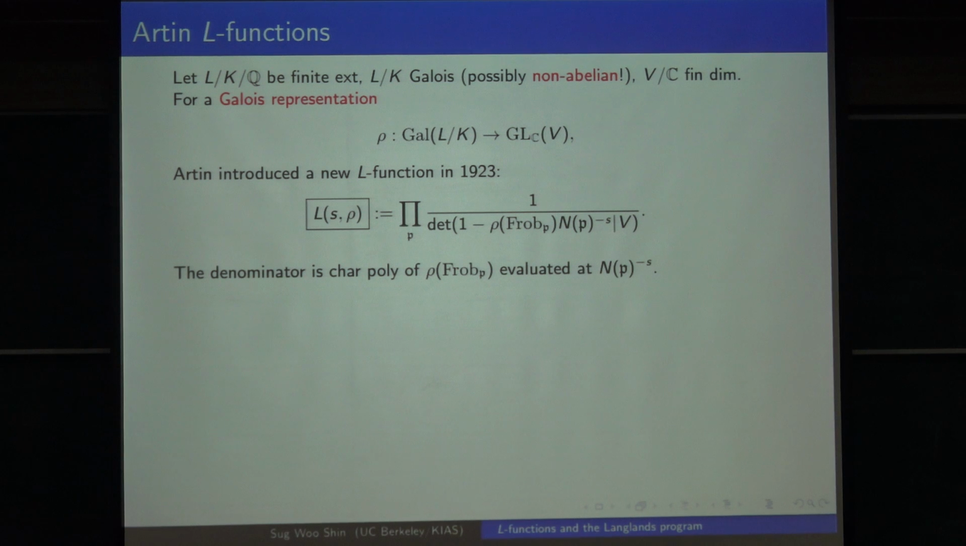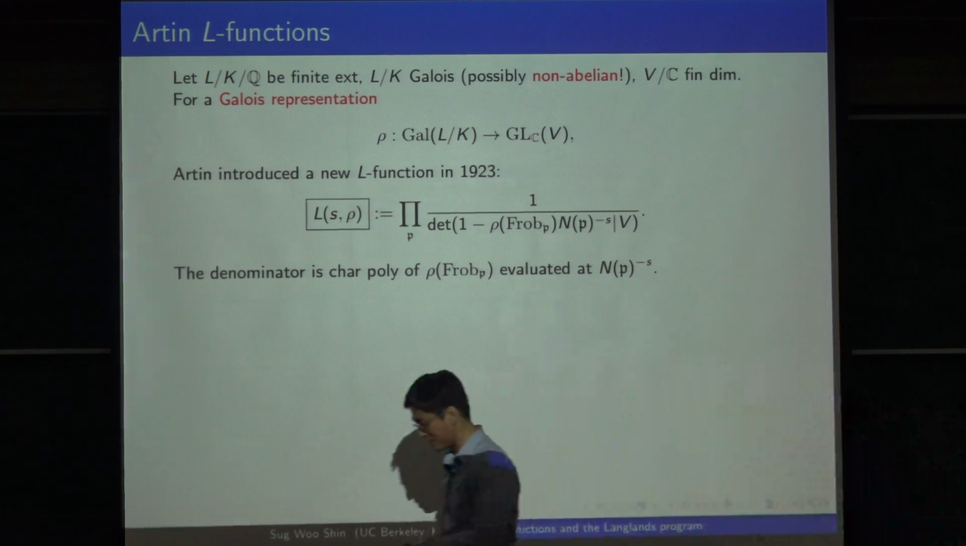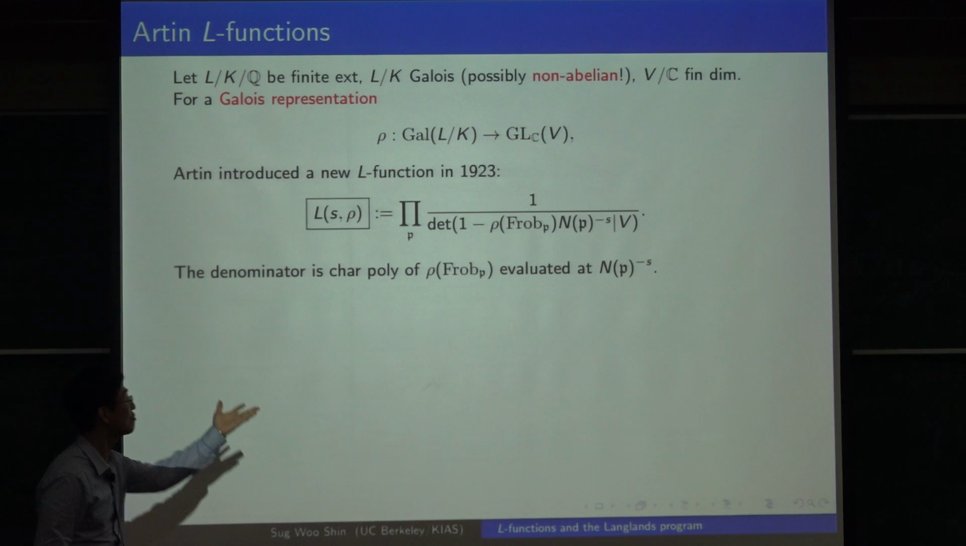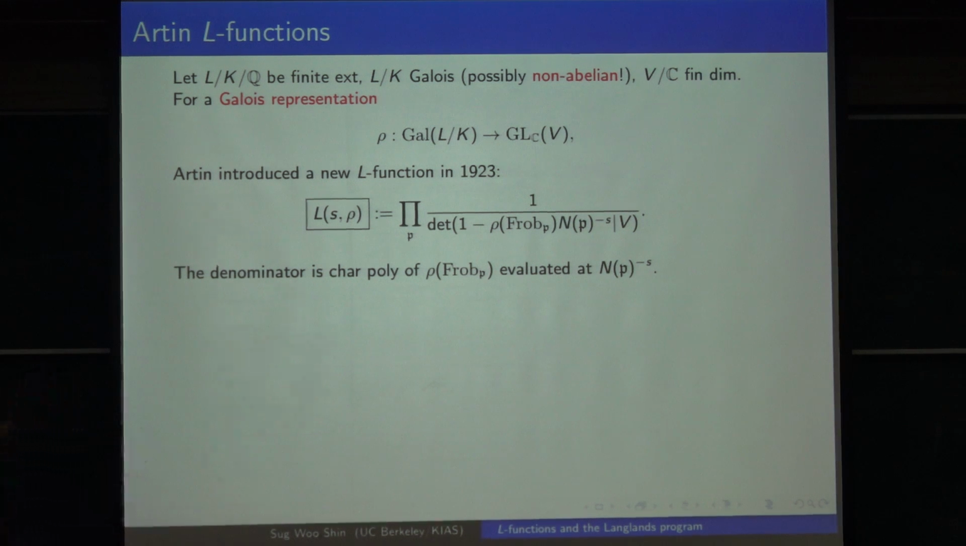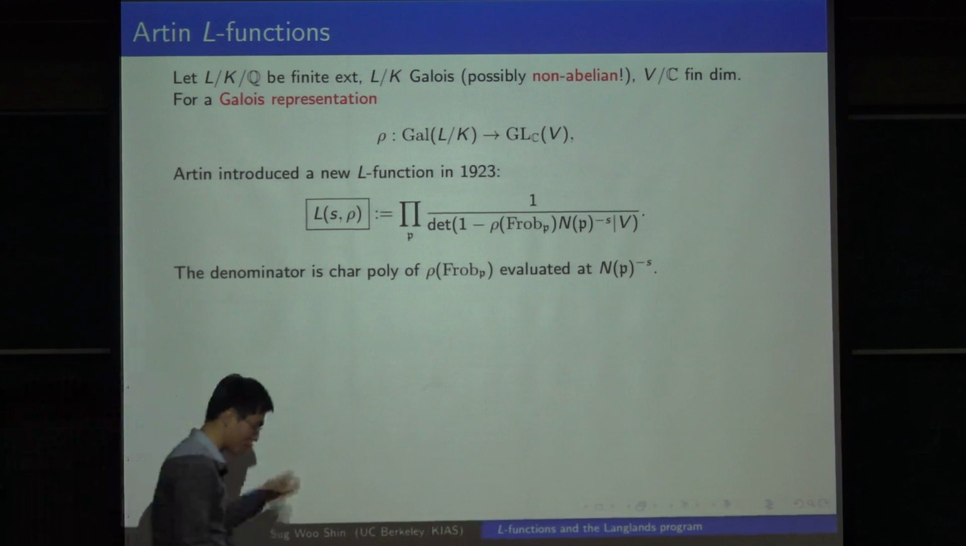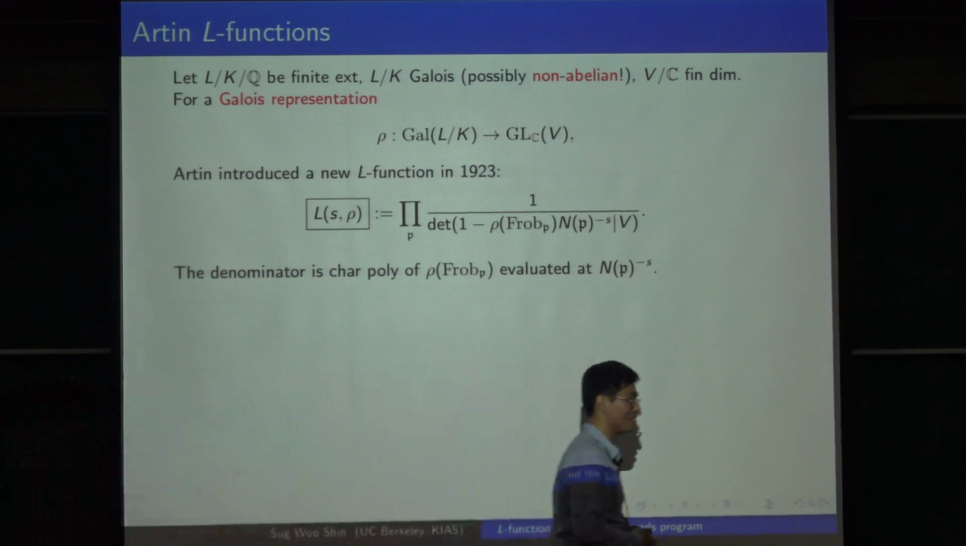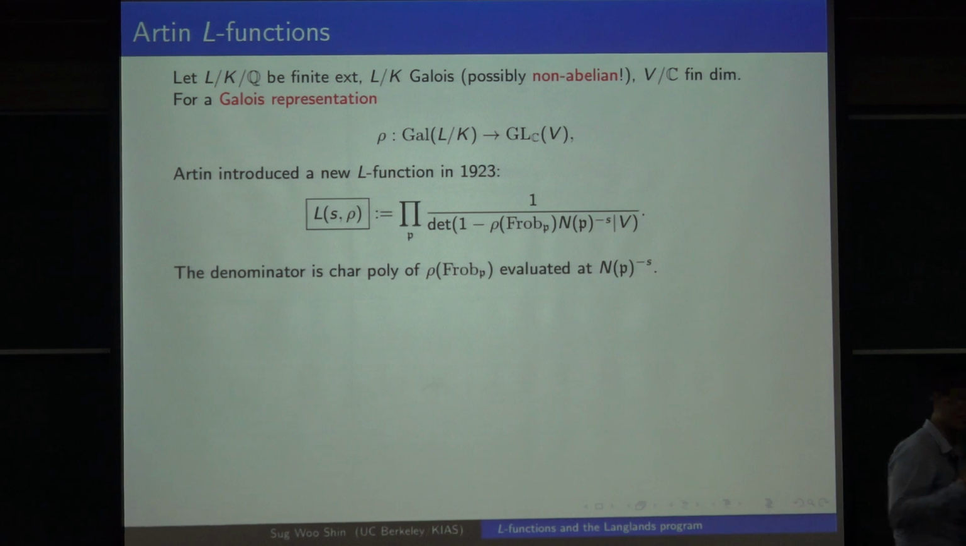Okay, what did Artin do? Artin introduced a new L-function in 1923, and the definition looks a little complicated, but it's really linear algebra. I mean, you don't need anything much more. The only thing you need is this definition of this Frobenius element. I could define it, but it's a slightly technical definition, so I'll just suppress that.